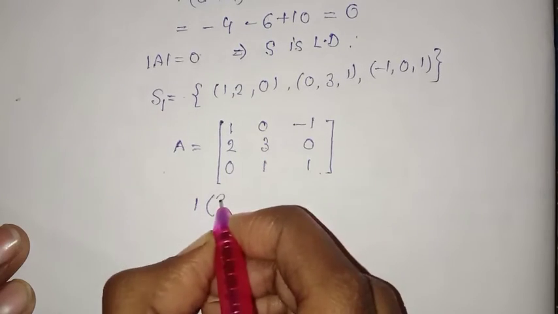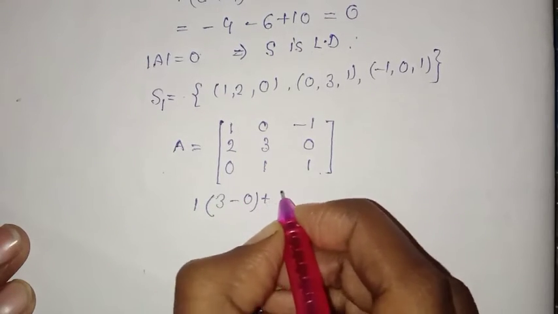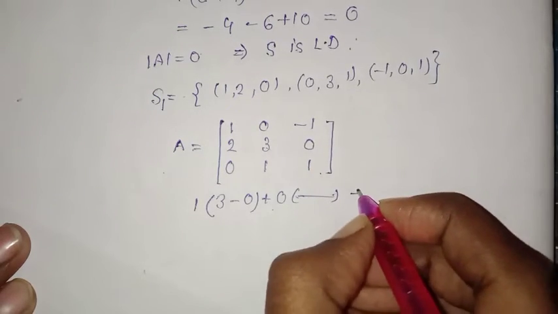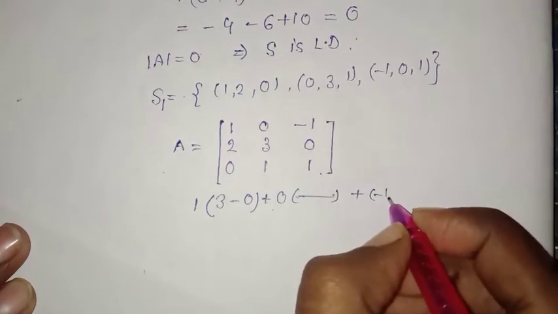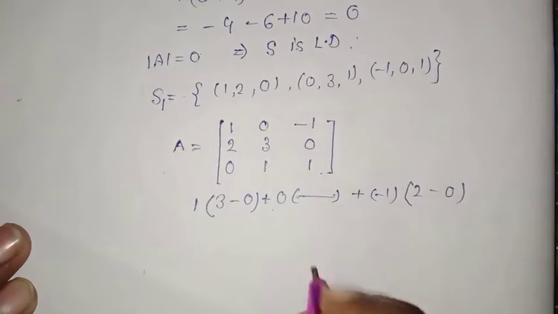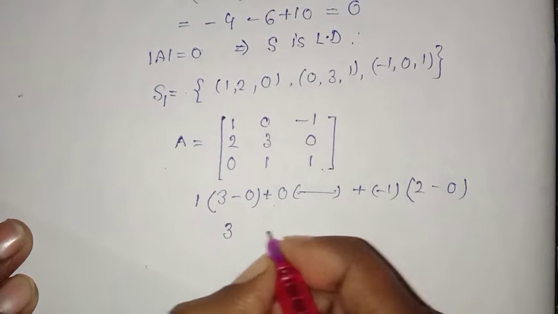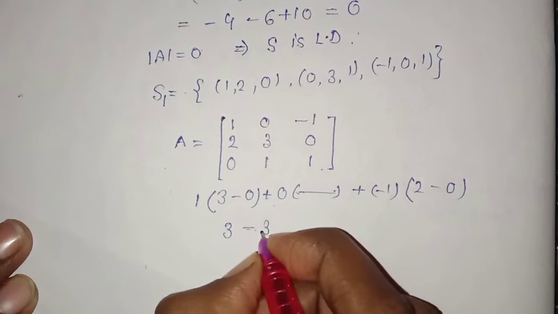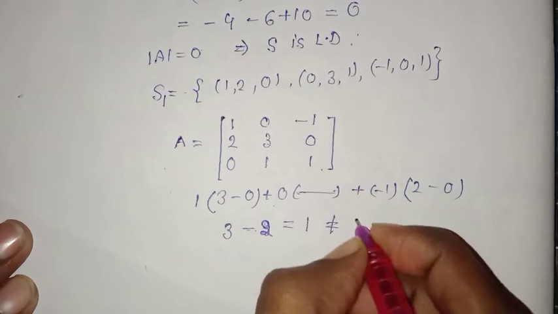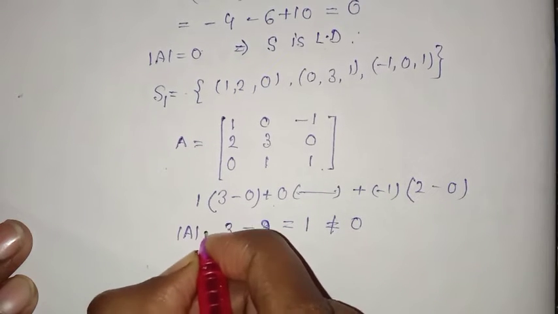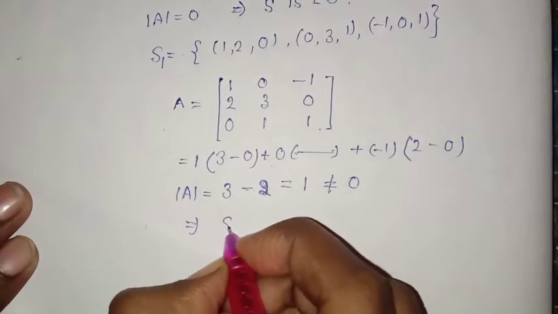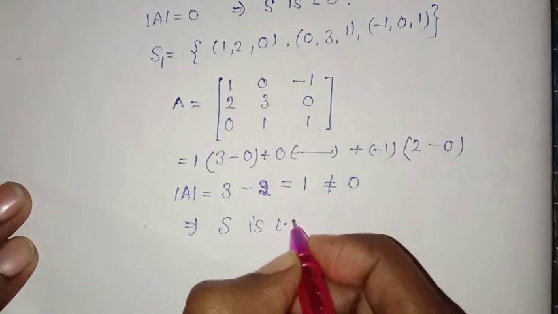So this becomes 3 minus 0 plus 0. All the terms in the middle become 0, and this becomes minus 1 times 2 minus 0. If we solve, this becomes 3 minus 3 minus 2, which is 1, which is non-zero. So the determinant of the matrix A is non-zero. This implies the set S is an LI set.